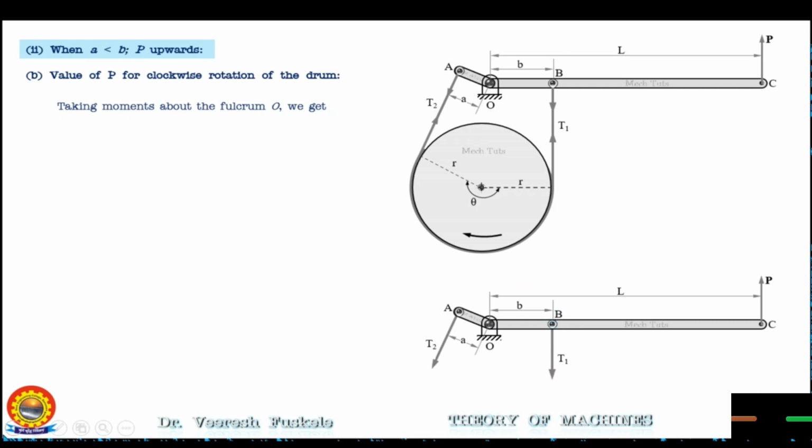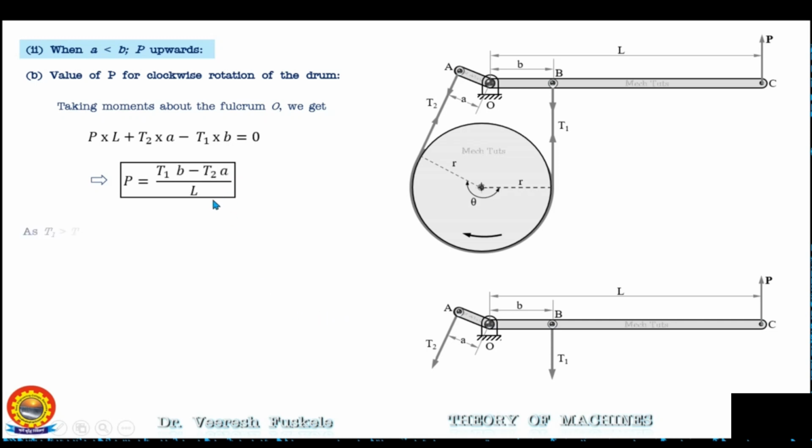So writing the moment equation, we have P into L plus T2 into A minus T1 into B equal to 0. So P and T2 are having positive moments and T1 is having the negative moment. So from here we can have P is equal to (T1B minus T2A) upon L. Now as T1 is greater than T2 and also B is greater than A, or A is less than B, then under all conditions P will always be positive. So under all conditions the effectiveness of the brake will depend upon the force P.